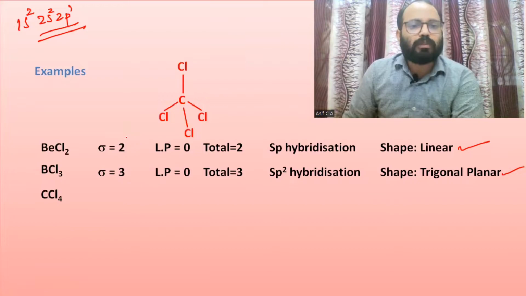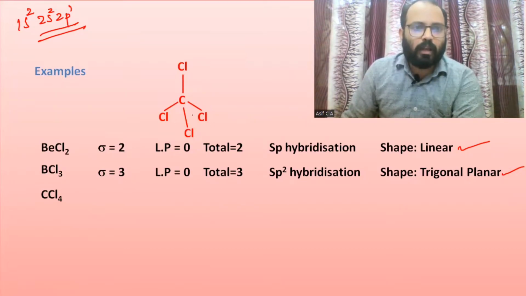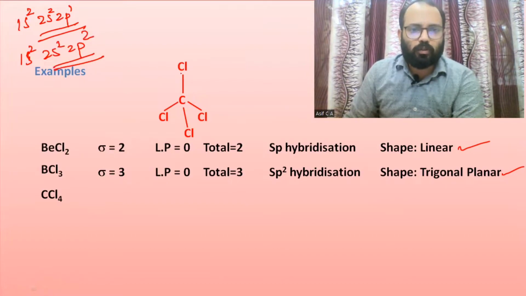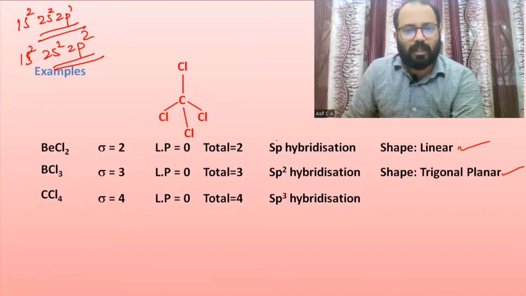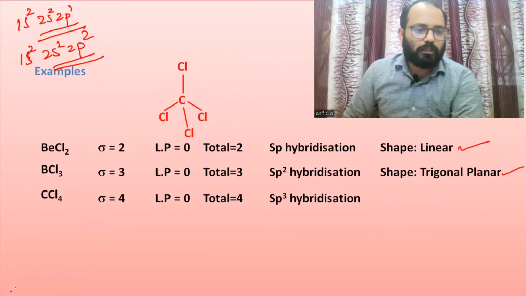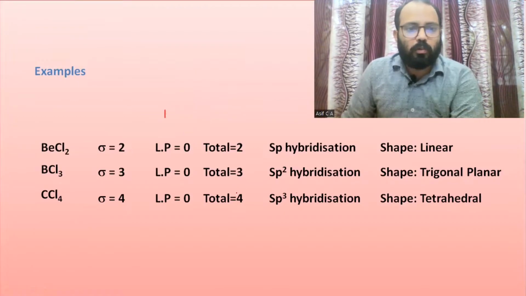Easy. Now CCl4. Look at that, CCl4. The structure is here. Carbon's electronic configuration is 1s2 2s2 2p2, outermost 4 electrons, and all 4 have bonded with 4 chlorines, so 4 sigma bonds. Are there any lone pairs? There are only 4 electrons and all 4 have already bonded, so there is no lone pair. Total 4, then it is sp3 hybridization. The shape is tetrahedral. But you may have a problem: what will we do when a lone pair comes? Let's see what happens when a lone pair comes.